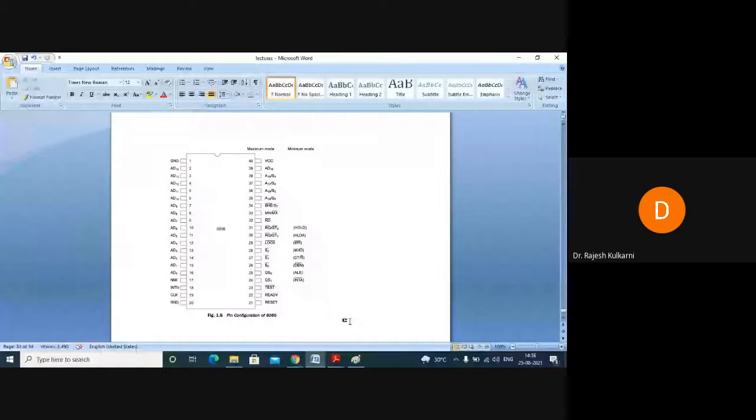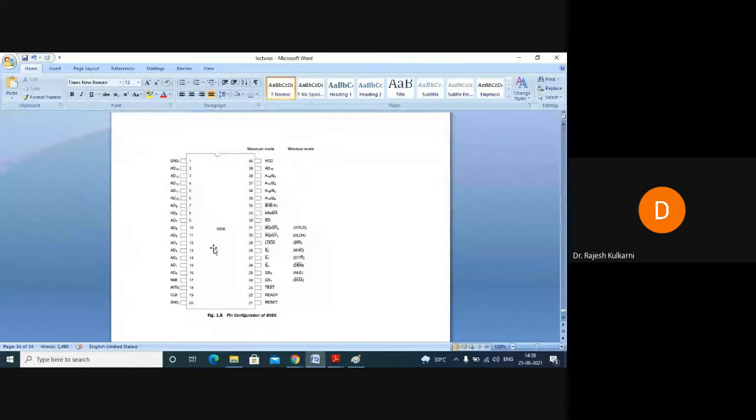So 8086 can act as a single processor or a multiple processor. And you can also see what is written here. Here it is written as maximum mode, and here it is written as minimum mode. So you can have minimum mode or maximum mode. Minimum mode means single processor mode. Maximum mode means multiple processor mode.